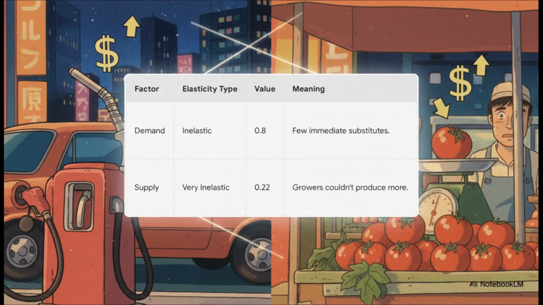Well, elasticity gives us the perfect answer. When economists looked at the data, they figured out that the demand for these winter tomatoes was inelastic. It had a value of about 0.8. Think about it. In the middle of winter, there just weren't a lot of good substitutes, so people had to keep buying them even as prices went up. But at the same time, the supply was super inelastic, only about 0.22. You can't just magically grow more tomatoes overnight, especially not after a killer frost.